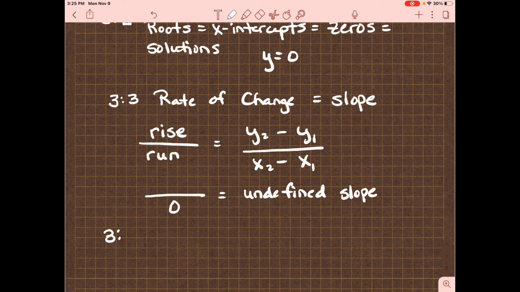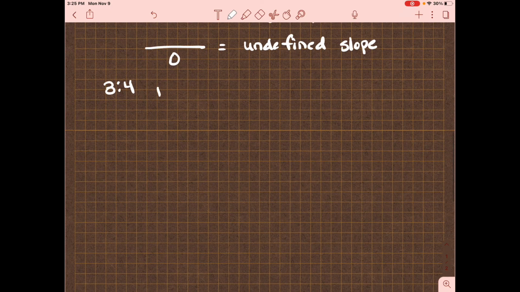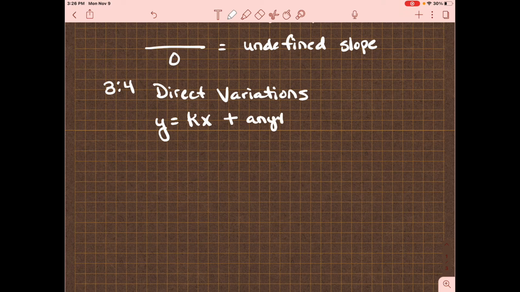In lesson 3.4, we talked about direct variations. Direct variations are sweet because they're really short and simple. They come in this form, y equals kx. There is no plus anything. And so it's just y equals kx. We have to look for k when we're dealing with these, and we often say things like this: y varies directly as x. That's because every time x goes up, y goes up, and if x goes down, y goes down.